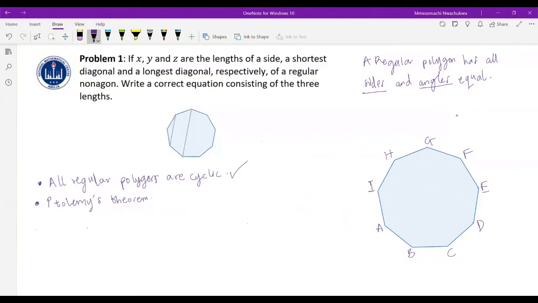Now, how can we apply Ptolemy's theorem? We're told that this is point X, and one of the things we can do, let's look at this. So now we have that this is a circle, right? And one of the things we can do is form an equilateral triangle. And soon we're going to see why this is an equilateral triangle.